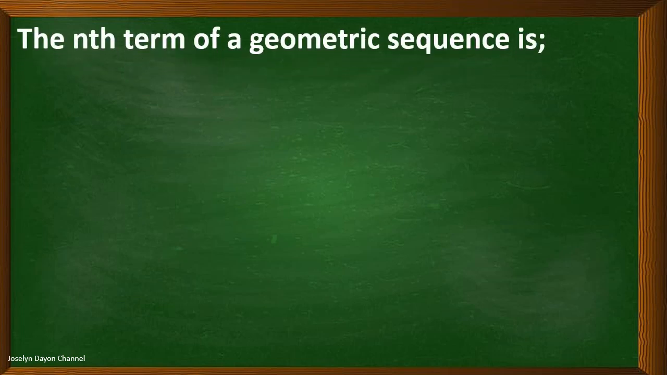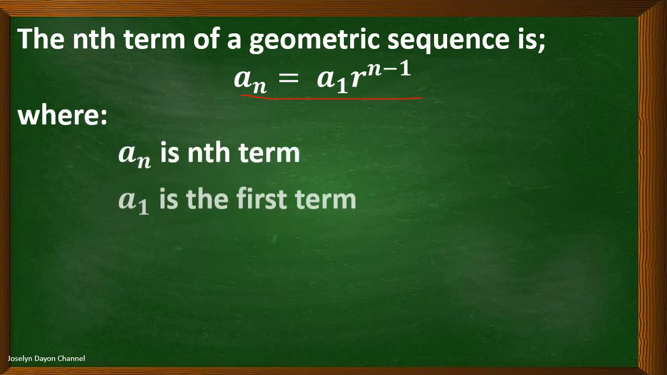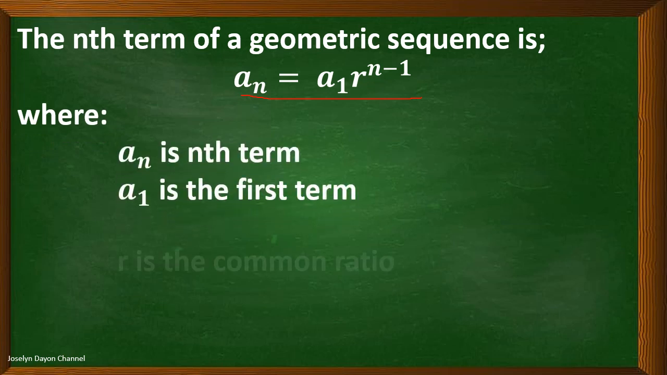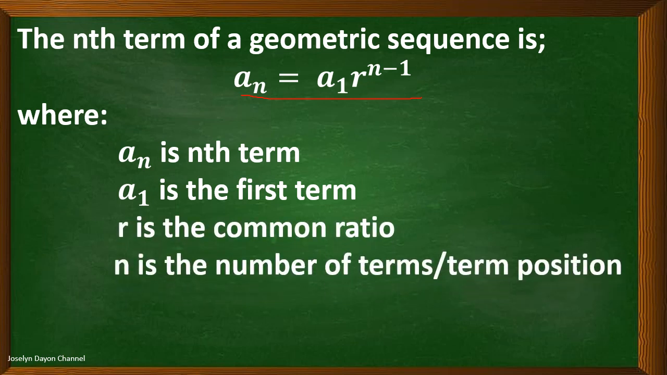The nth term of a geometric sequence is given by the general formula a sub n equals a sub 1 times r to the power of n minus 1, where a sub n is the nth term, a sub 1 is the first term, r is the common ratio, and n is the number of terms or the term position.